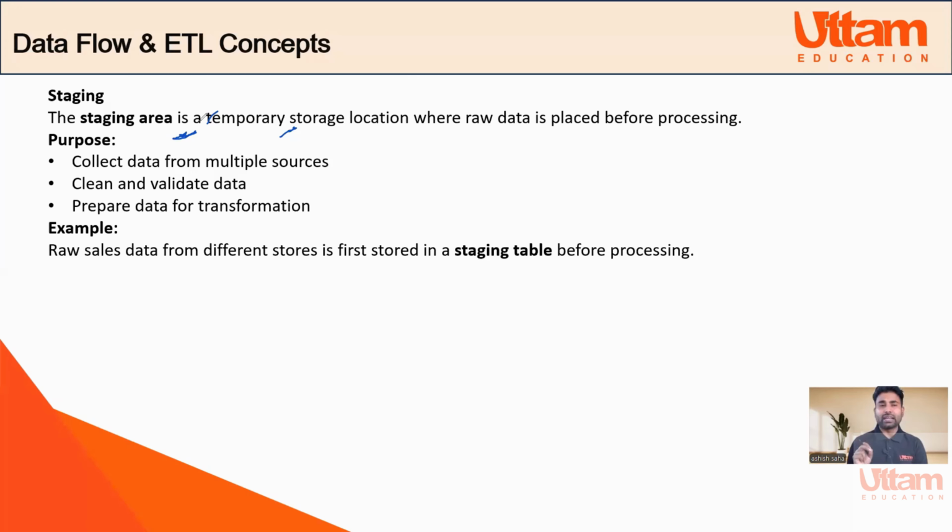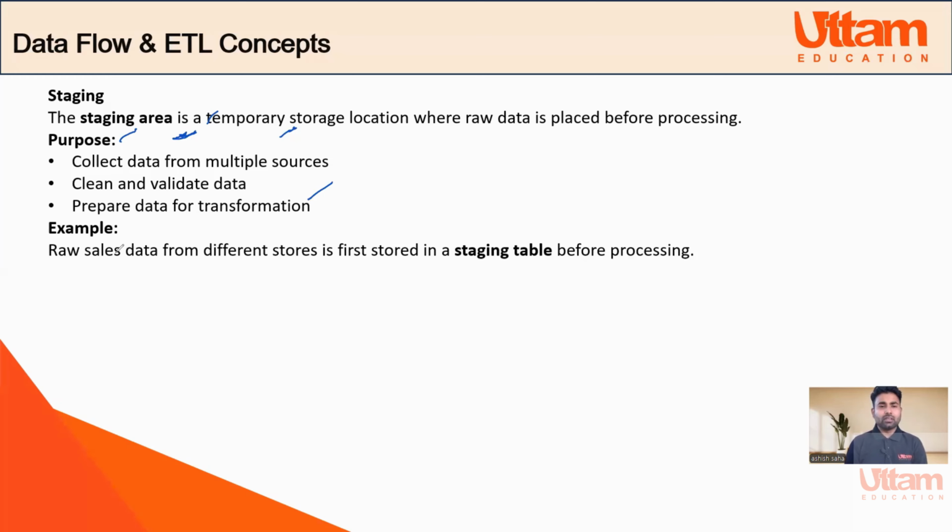Raw data means unclean data. There are a lot of missing values, a lot of unnecessary columns that we have to clean. So before cleaning, we have a process that is the staging area. Staging area means the location where we keep our raw data. What is the purpose of staging? The purpose of staging is so that we can clean the data and validate the data. So this is a step before transformation.